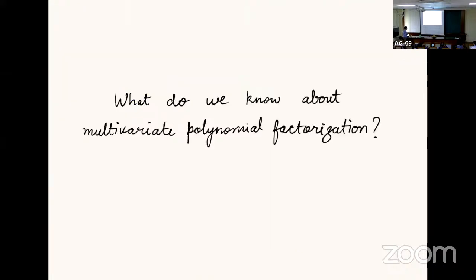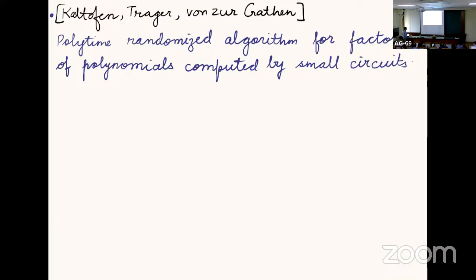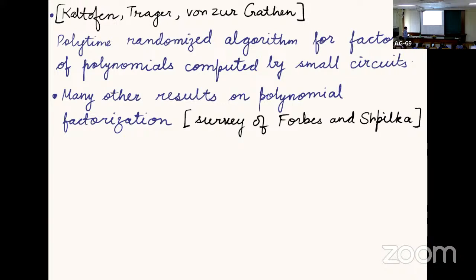Okay, so now what do we know about multivariate polynomial factorization? A very quick overview. From a long line of work by Kaltofen, Trager, and von zur Gathen, we have polytime randomized algorithms for computing factors of polynomials that are themselves computed by small circuits. And those factors that are output will also be small circuits. There are a bunch of other results on polynomial factorization depending on the specific settings you're looking at. You can refer to a survey of Saraf and Shpilka for this.